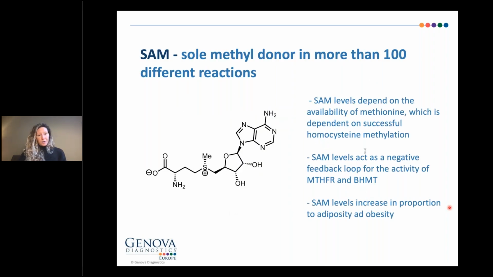So we finally get to SAM in the methionine cycle. SAM is tightly regulated in the liver. And when SAM levels are elevated, this acts as a negative feedback to MTHFR. So it inhibits the activity of MTHFR as well as BHMT. And this is, of course, to maintain homeostasis and prevent a hypermethylation picture. High levels of SAM have also been associated with adiposity and obesity, although the mechanism of this association is still being studied.